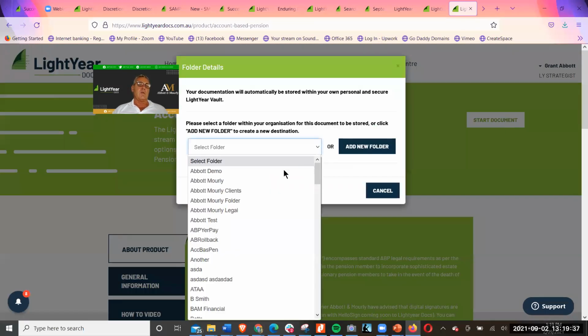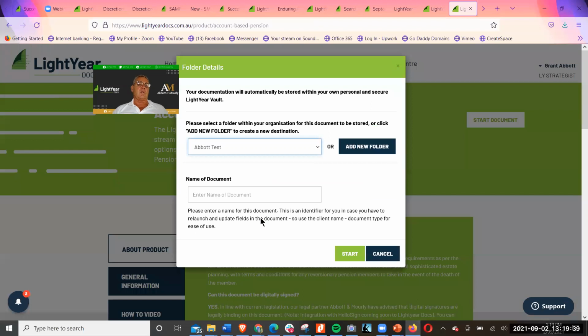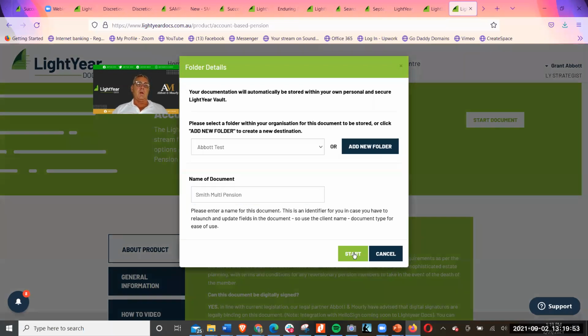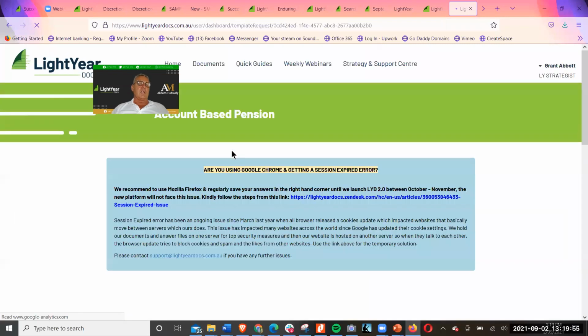I'll put it into Abbott test, but it should go into the folder for your client. So I'm just going to go Smith, and then Smith multi-pension. So we're just going to go down there.